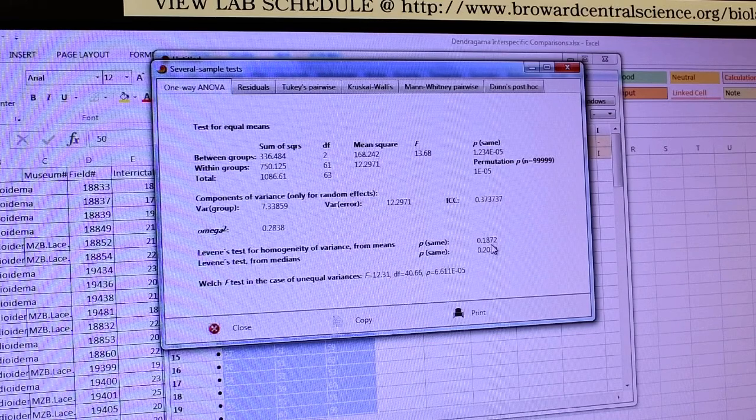Now you can't say the population variances are equal, but you can say we satisfied the assumption of homogeneity of variance, and we can report that probability. Okay. Now, the other assumption of the Tukey's test is normality.